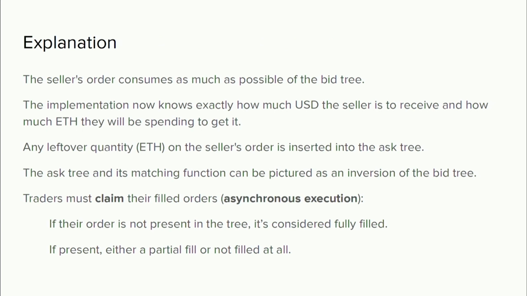Okay, so what's happening here? The idea is that the seller's order is consuming as much as possible of the bid tree. And now the protocol knows exactly how much USD the seller gets and how much ETH they need to spend to get it. Any leftover ETH is going to go on the other side of the book. It's going to go into the ask tree as a resting order. And the ask tree is basically the inversion of the bid tree, right? It's the same exact behavior, it's just flipped.